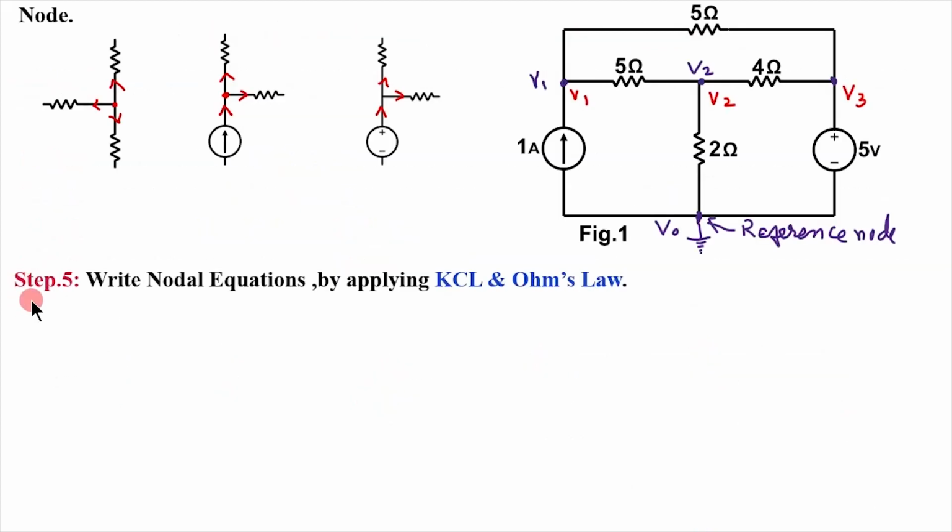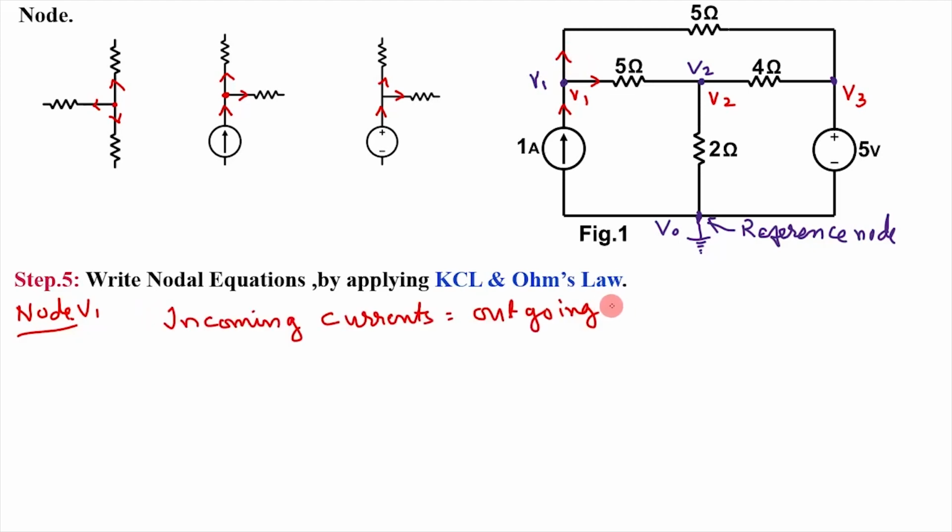Next step is, we have to write nodal equations for these nodes by applying Kirchhoff's current law and Ohm's law. We will take nodes one by one. At node V1, as per Kirchhoff's current law, incoming currents are equal to outgoing currents. See, in this node, this is a current source, so the direction will be in this way, and these two are resistive branches. As we have said earlier, we will mark the current as going away from the node.